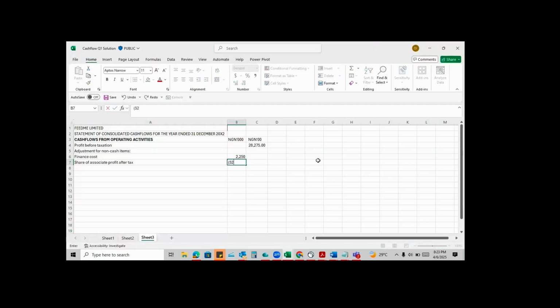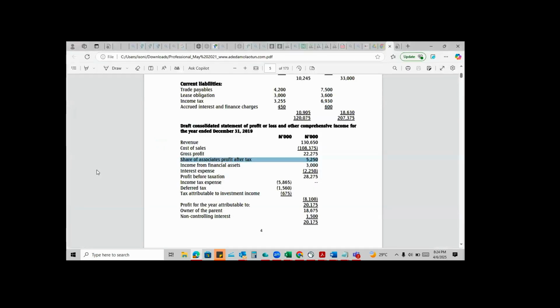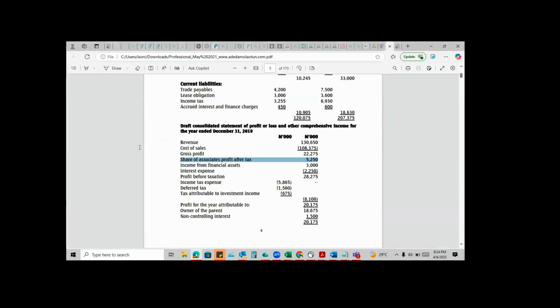5,250. Now, this was an addition to our income. So in my adjustment, I am going to make a deduction from it. What else are those items that I need to deal with here? Not much is on the face of the income statement. There must have been depreciation. Depreciation is probably lying somewhere inside the cost of sales, or if you have admin expenses.